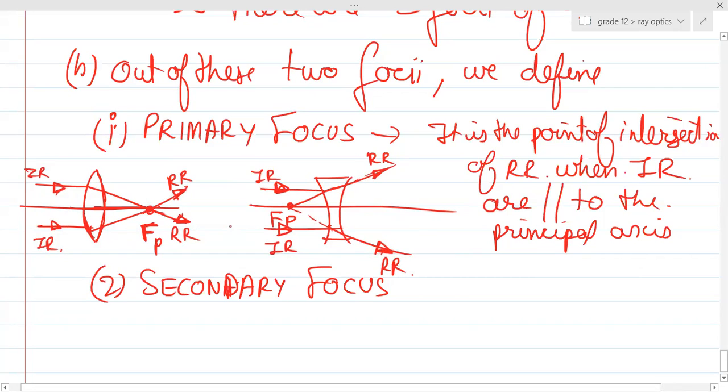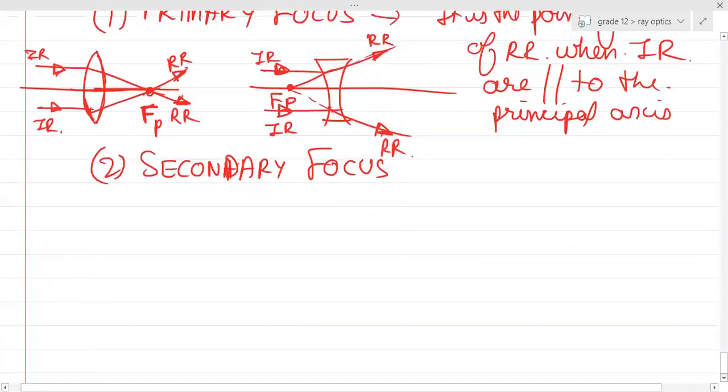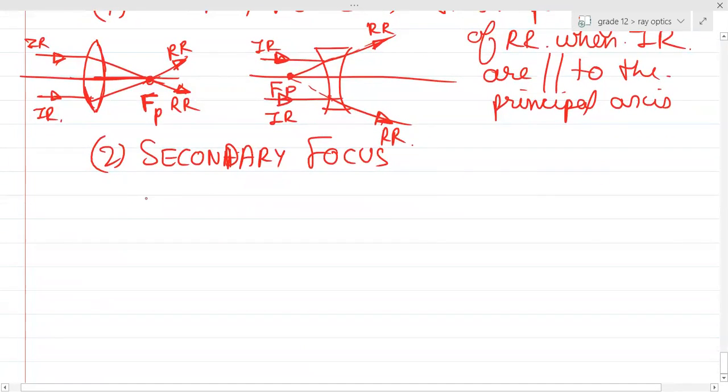Yes, sir. Please draw the diagram very carefully. I'll try to define secondary focus for you. And this is a slightly tricky definition. Secondary focus is basically a tricky definition.